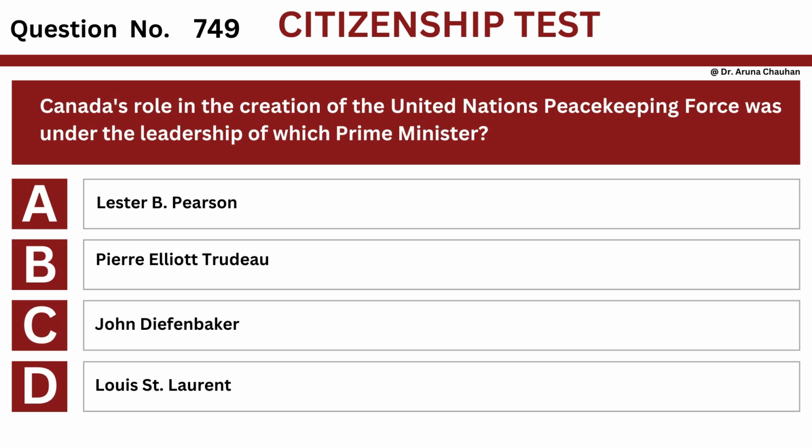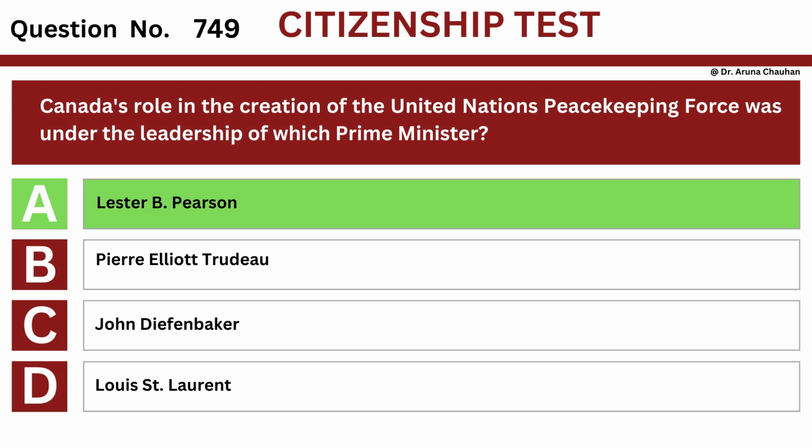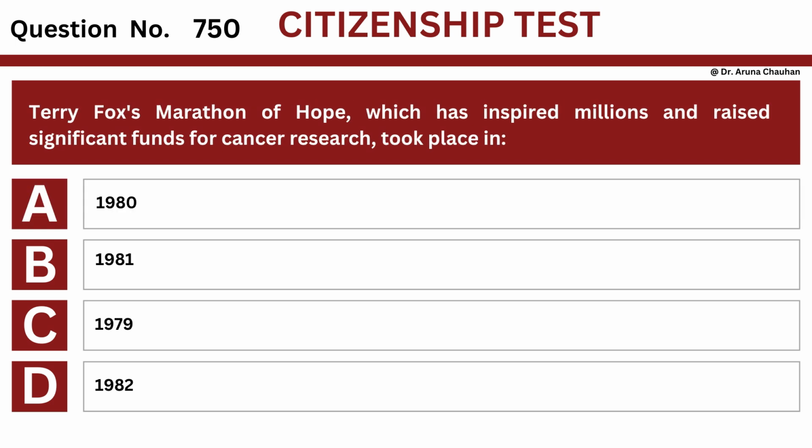Question number 749. Question: Canada's role in the creation of the United Nations Peacekeeping Force was under the leadership of which Prime Minister? Option A, Lester B. Pearson. Option B, Pierre Elliott Trudeau. Option C, John Diefenbaker. Option D, Louis St. Laurent. The answer is option A, Lester B. Pearson.